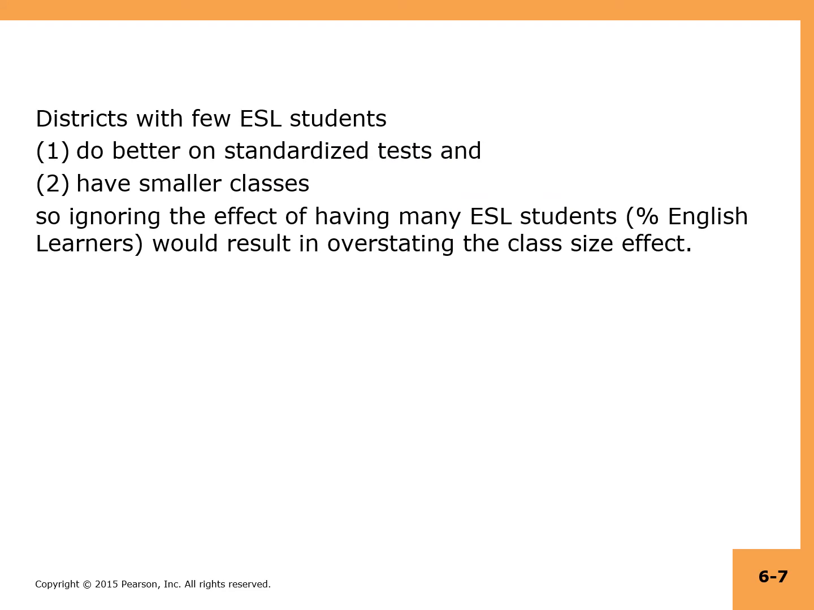Let's go back to our omitted variable bias case, where we're omitting the percentage of English learners in the district from the model. In this case, when you have a lower percentage of English learners in the district, it's likely that the test scores will be higher and the student-to-teacher ratio is likely to be lower. And because the omitted variable, which in this case is the percentage of English learners, and the student-to-teacher ratio are positively correlated, because they are moving in the same direction.